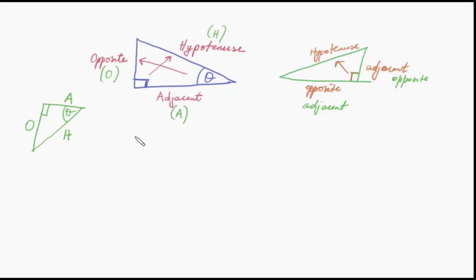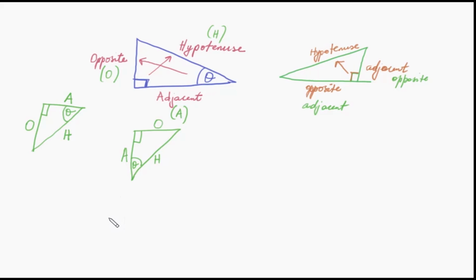Let's say you are given this triangle, and then you are given the angle here. Then you are asked to label the three sides. What do you do? It's easy. This side is the hypotenuse, this side is the opposite, then this one is the adjacent. That's how you do it.